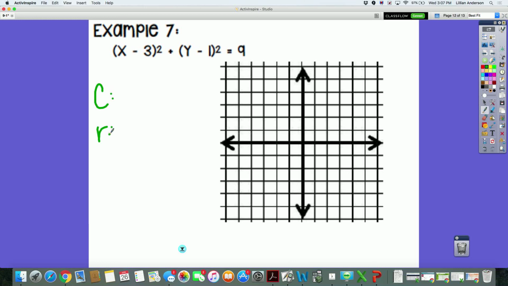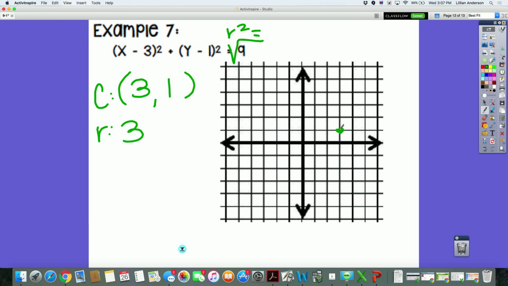The center is (3, 1). Do we have the radius? Yes, you always have the radius. The radius is 3, because r squared equals 9. Remember, the formula is r squared, so you take the square root of 9, and that's how you get the radius. What's the center? (3, 1). So I plot (3, 1), which is my center.